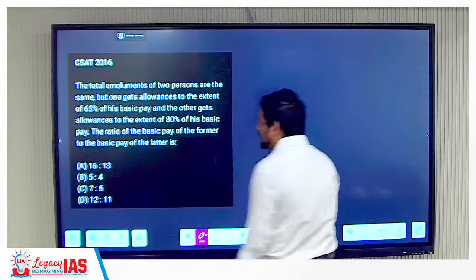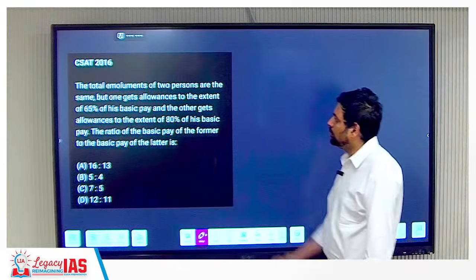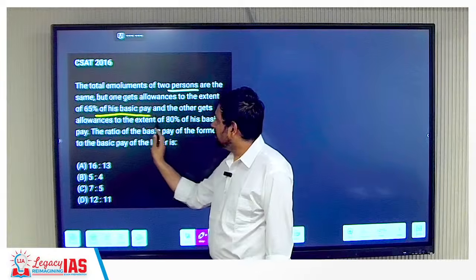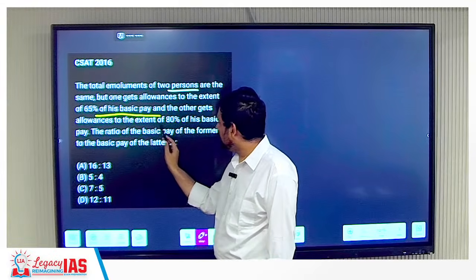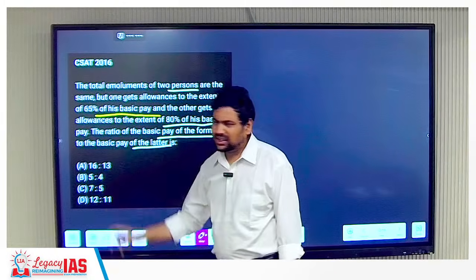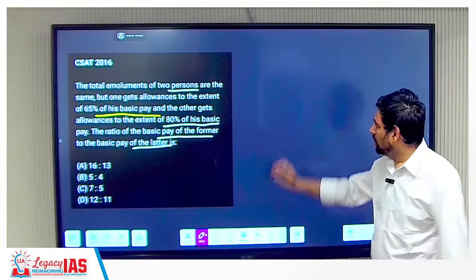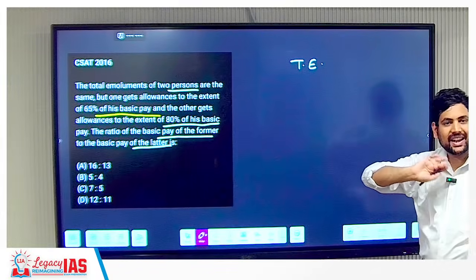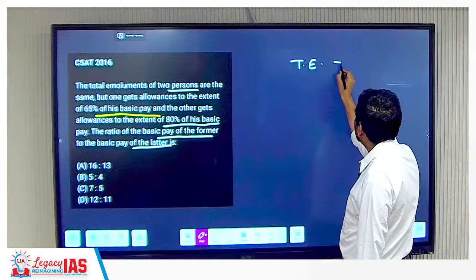Now, it says the total emoluments are the same for two people, but one gets allowances to the extent of 65% of his basic pay and the other gets 80% of his basic pay. We need the ratio of basic pay of the former and the latter. Very simple. The total emoluments are exactly the same.